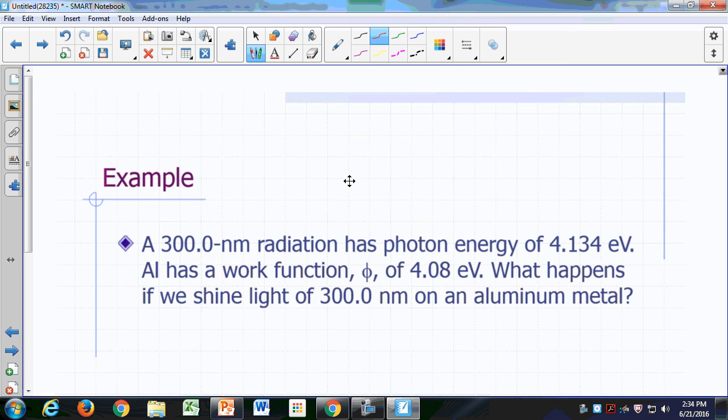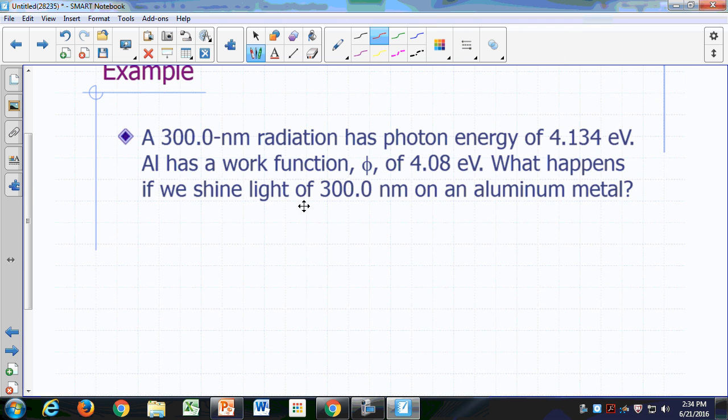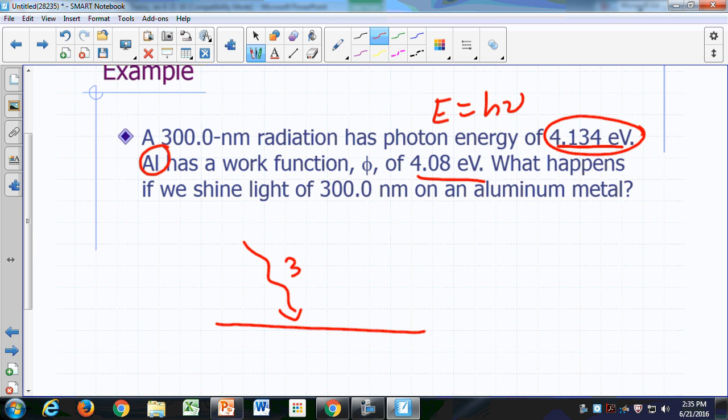Let's look at an example. Let's say you have a 300 nanometer radiation. If you calculate the photon energy for that, E equals h nu, you'll find that that's 4.134 electron volts. Aluminum has a work function phi of 4.08 electron volts. What happens if you shine light with 300 nanometer radiation wavelength on a piece of aluminum metal? Can you get electrons to eject? Well, the answer is yes, because the photon energy, 4.134, exceeds phi, right?